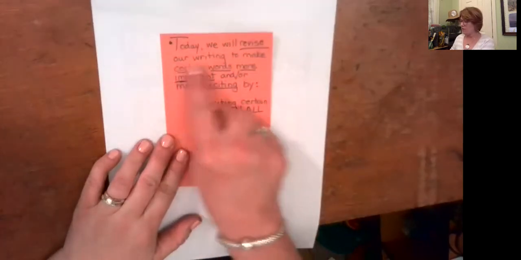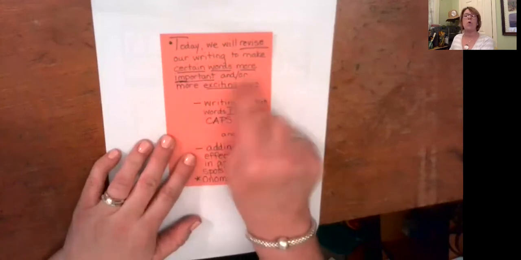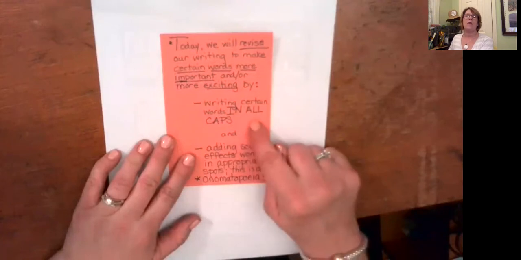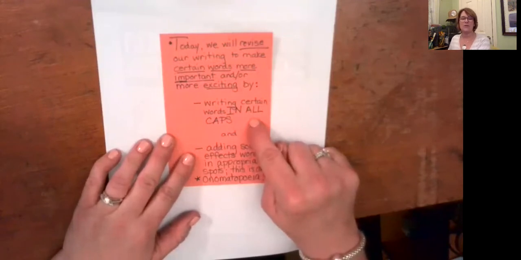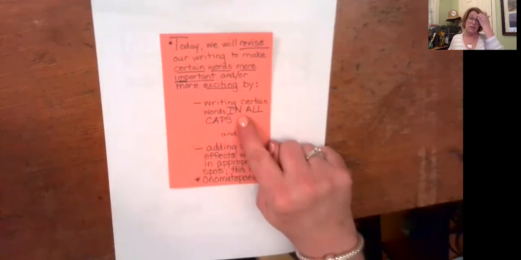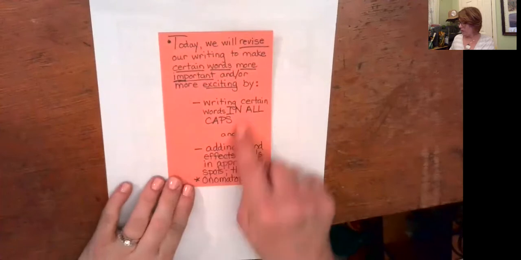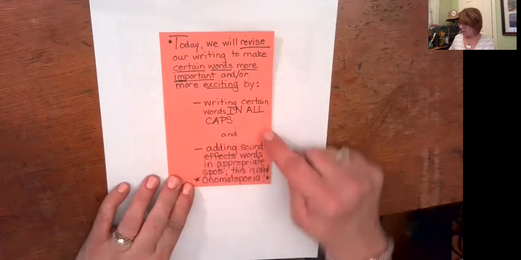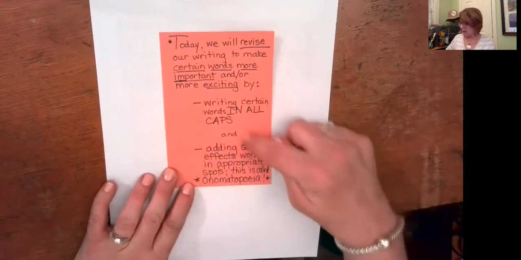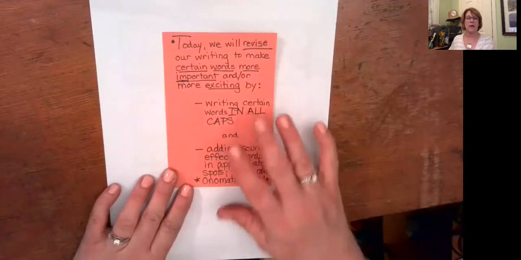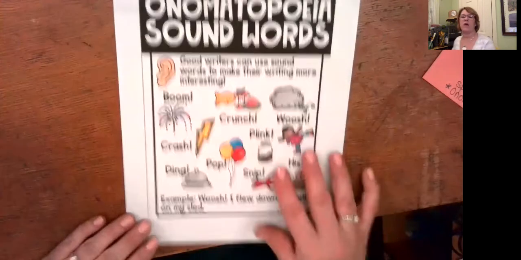Today, we will revise our writing to make certain words more important and or more exciting by writing certain words in all caps. That means all capital letters. Now, these words that I wrote in all caps don't deserve to have all caps, but I just did that for the teaching point. And we'll talk about which kind of words do deserve to have all caps. And the other thing we're going to learn today is adding sound effect words in appropriate spots, and that's called onomatopoeia. I want to give you an example quickly of onomatopoeia.